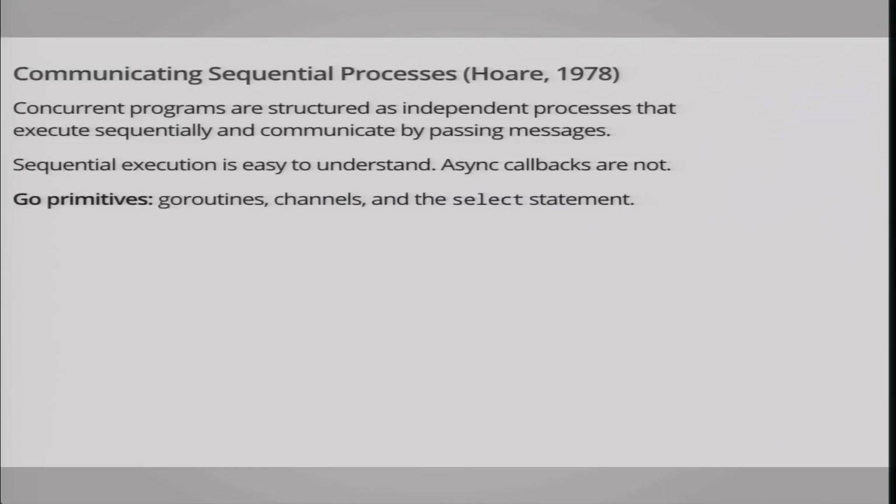Go's concurrency is inspired by CSP, Communicating Sequential Processes, introduced by Tony Hoare in 1978. CSP states that concurrent programs are structured as independent processes that execute sequentially and communicate by passing messages.